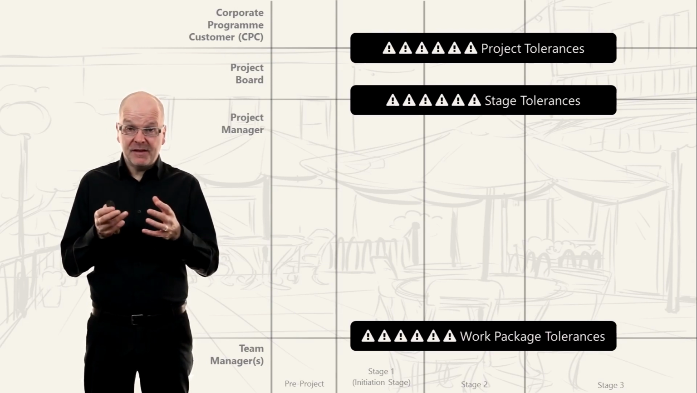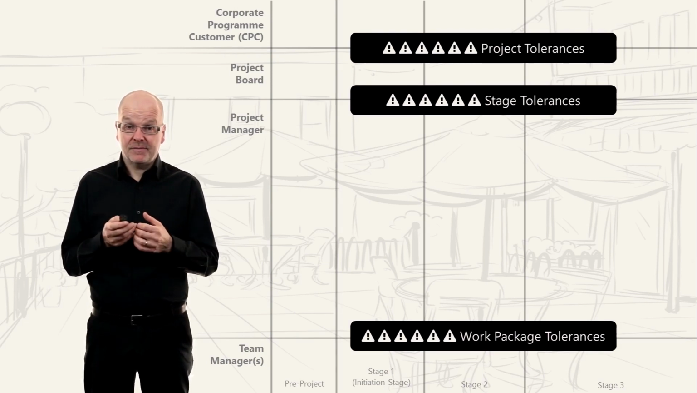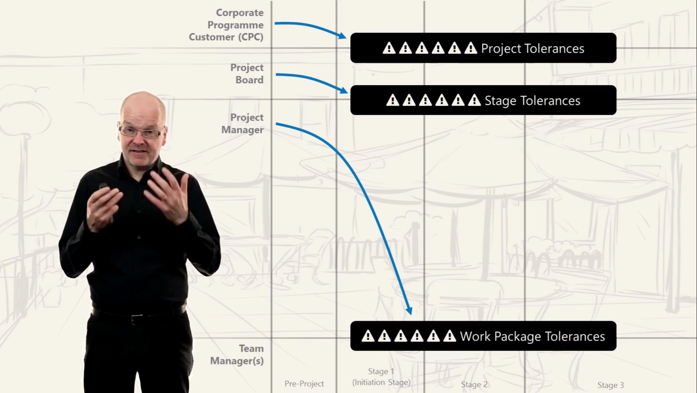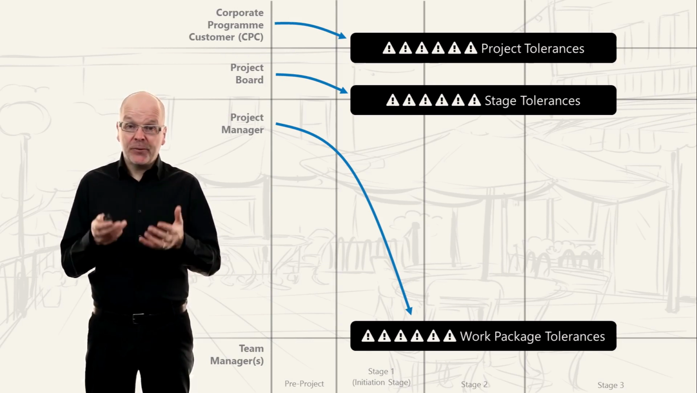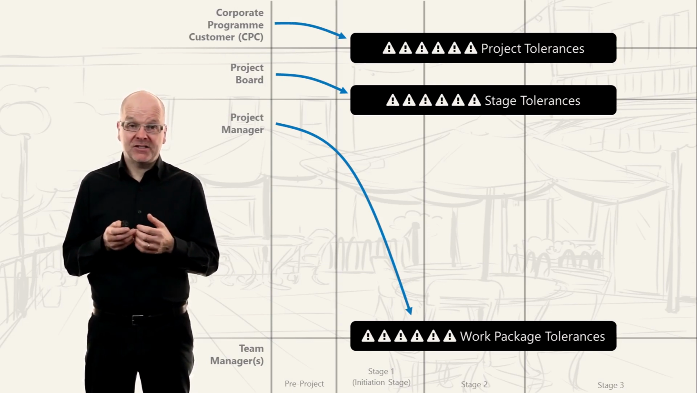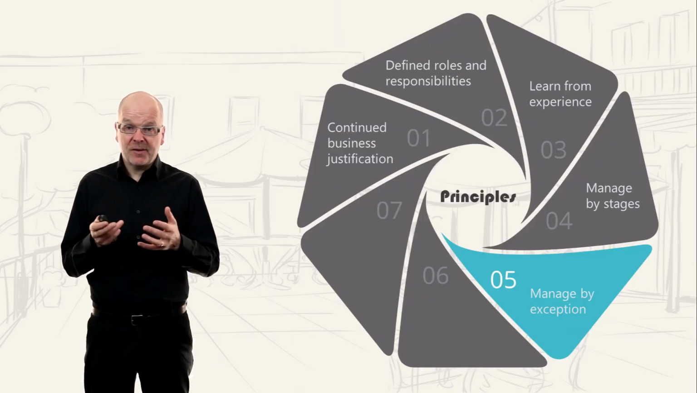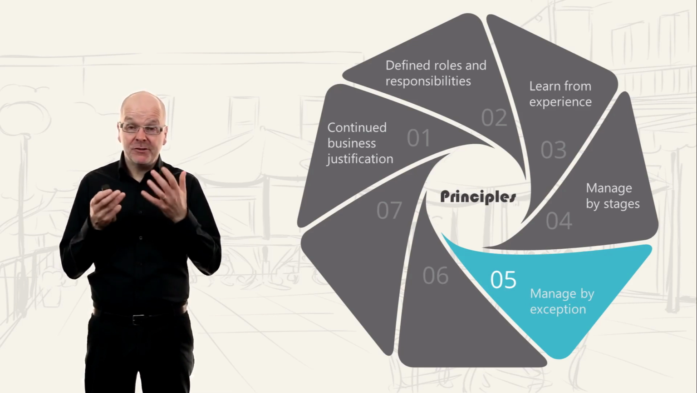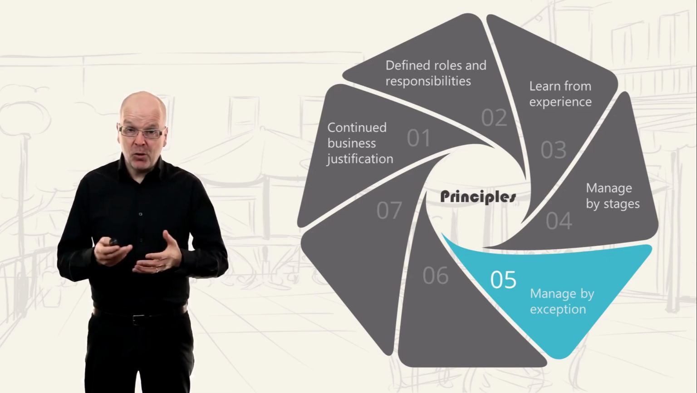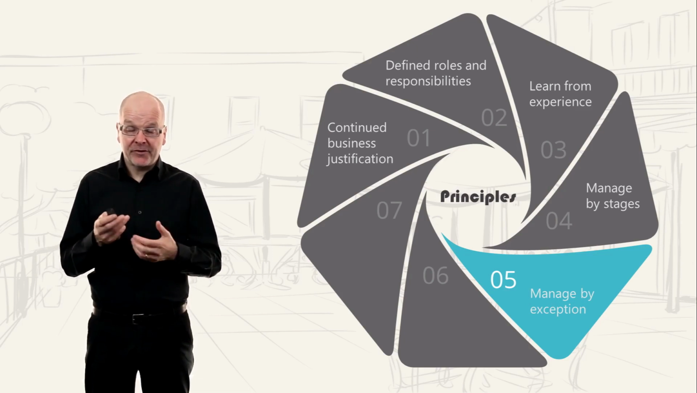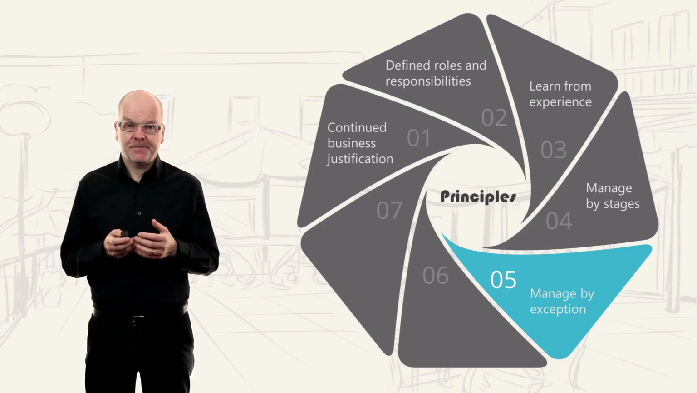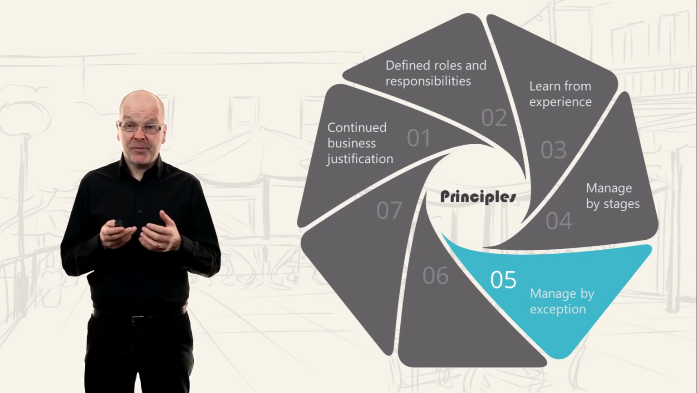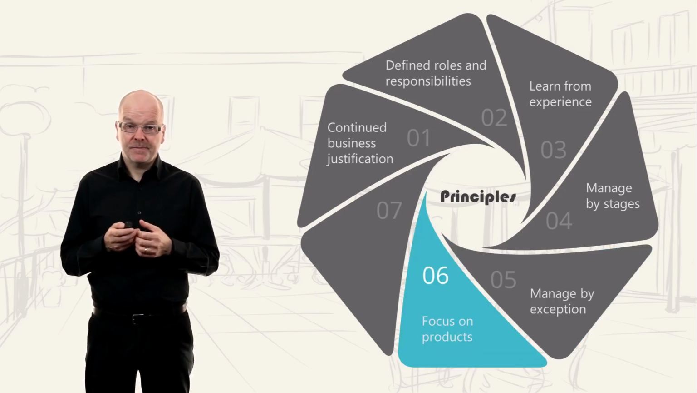So who sets the tolerances? Well, the CPC set the project tolerances. The project board set the stage tolerances, and the project manager sets the work package tolerances. So to summarize, manage by exception provides the above management layer with a system to manage and control the lower management layer without being bothered by every small issue. Principle number 6, focus on products.